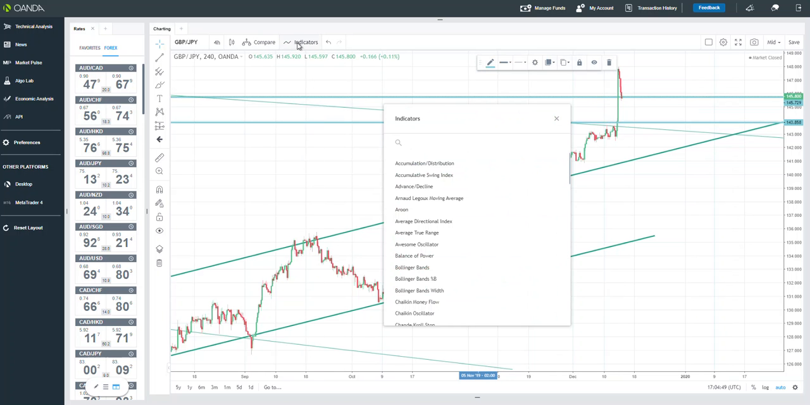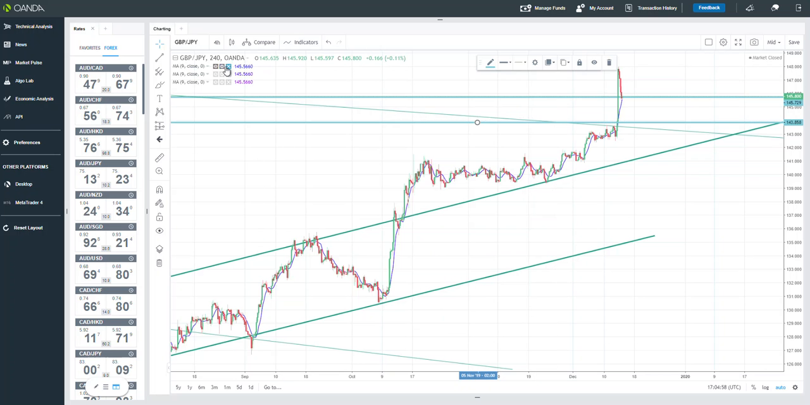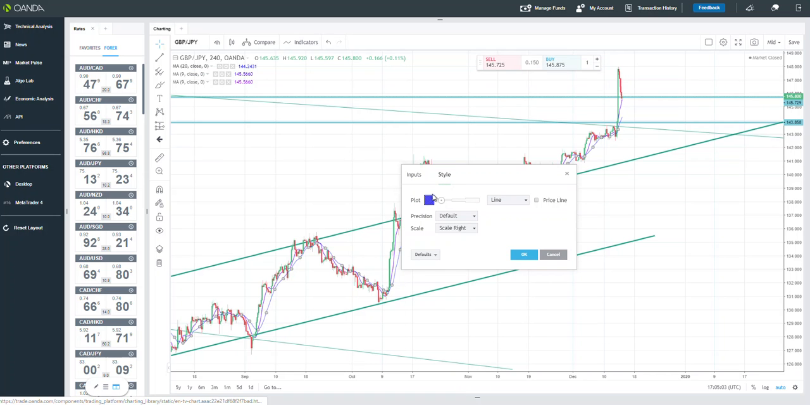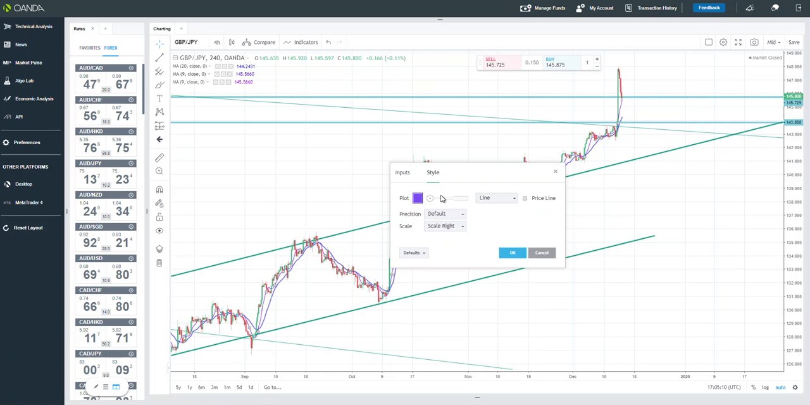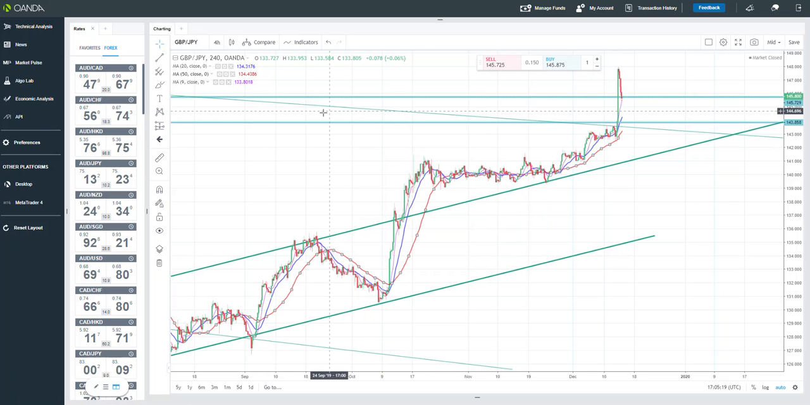Let's go ahead and put some moving averages on pound yen. I'm going to use 20 as my fast, in blue, and then I'm going to put my 50 in red. Okay, and I'm also going to use a 200.